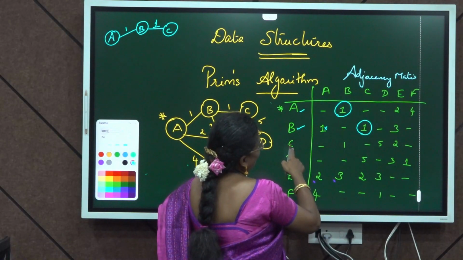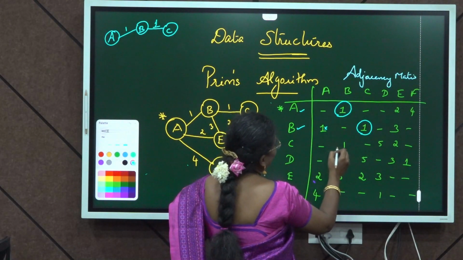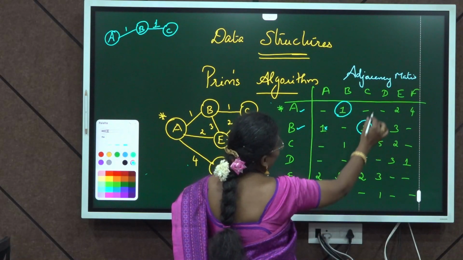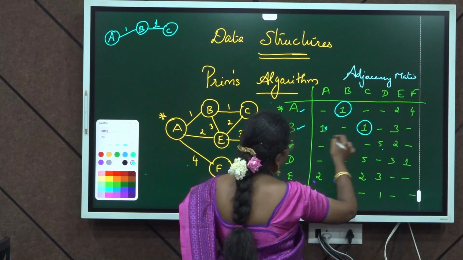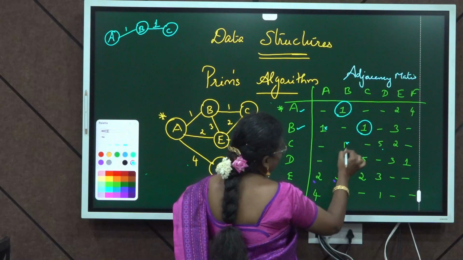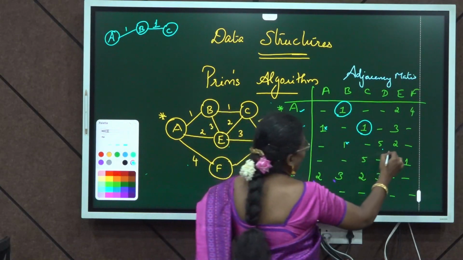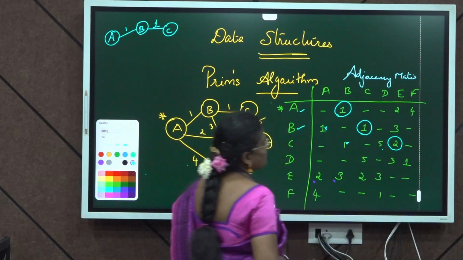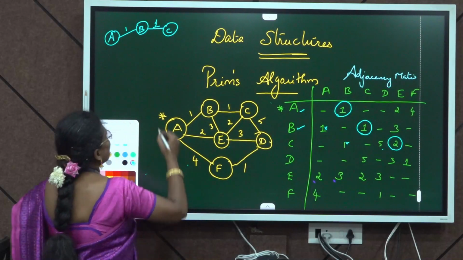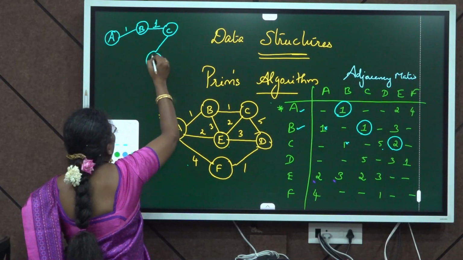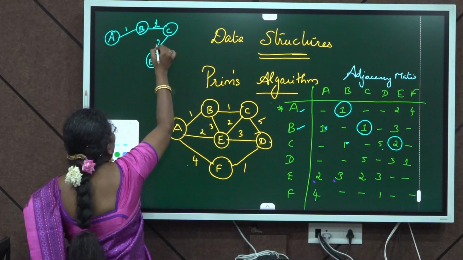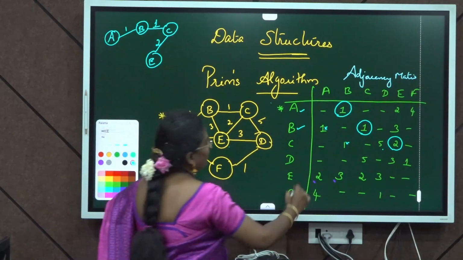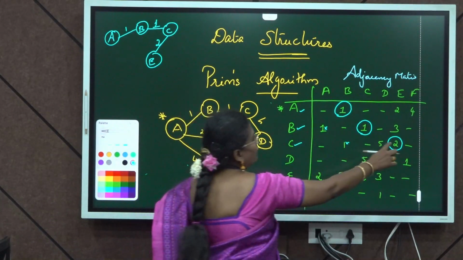Now, C has the edge with B as 1, D as 5, E as 2, but B is already visited. So, we are not going to consider this. We are going to take the minimum out of it, which is 2. So, 2 is nothing but C with the edge to node E. So, this is 2. Now, we are going to explore the node E.